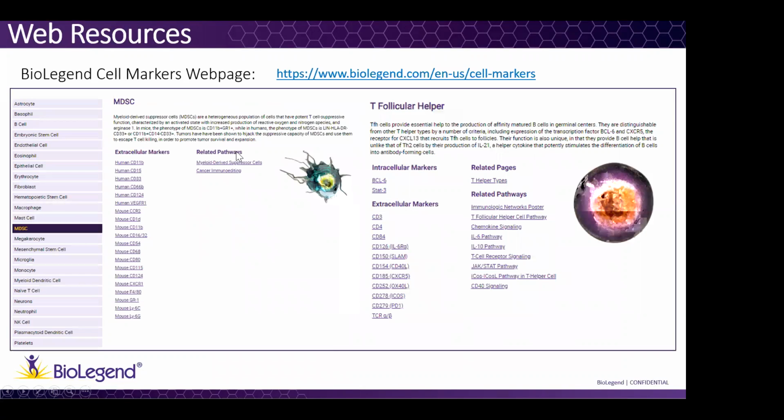And then if you want further information, you can go to our cell markers webpage, where we have different cell types. When you click them, you can see, for instance here, the T cells. So these are the extracellular markers they are expressing, and intracellular. For further information, we usually have some related pages and then related pathways. And both of these resources are really helpful when you are designing your panels.